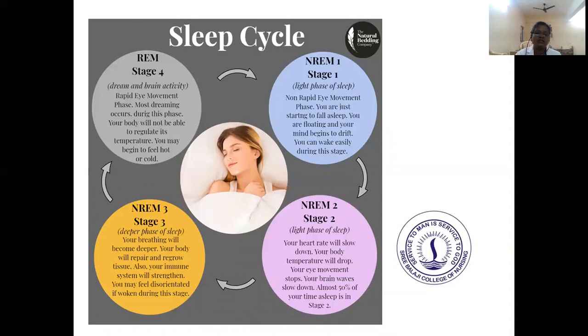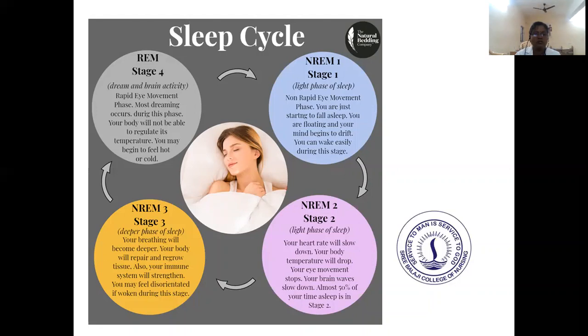So this is the sleep cycle. In the sleep cycle we have 4 stages. Stage 1 is a light phase of sleep, the non-rapid eye movement phase. You are just starting to fall asleep, you are floating and your mind begins to drift, and you can wake easily during this stage. Stage 2: your heart rate will slow down, your body temperature will drop, your eye movement stops, and your brain waves slow down. Almost 50% of your time asleep is stage 2.